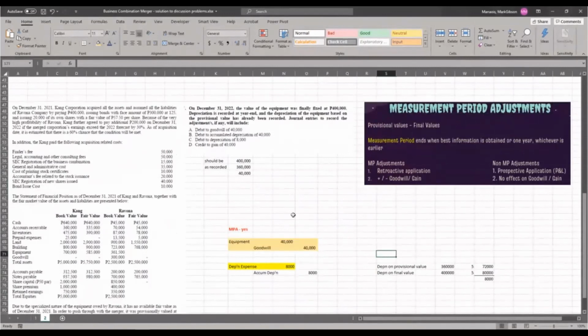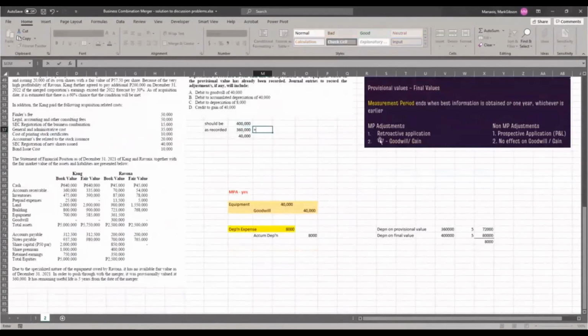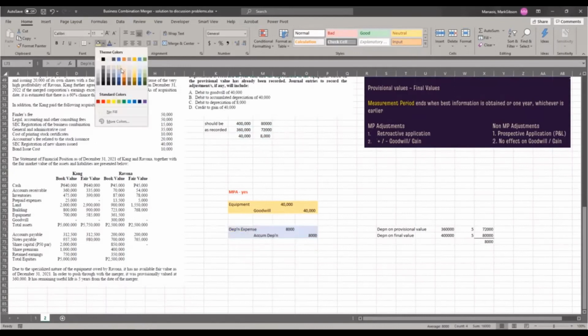Now, of course, itong 360,000 na na-record natin initially, nag-depreciate na yan. So, ang depreciation natin is 5 years. Since the value should be 400,000, kailangan natin magkaroon ng catch-up also in the depreciation. So, debit depreciation expense, 8,000. Credit accumulated depreciation of 8,000. Actually, ito rin naman yung calculation. Nagay ko lang doon side by side. So, here are the entries.